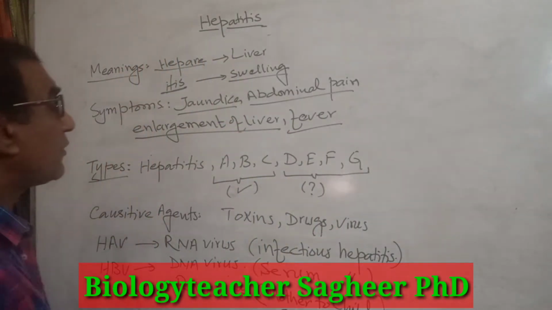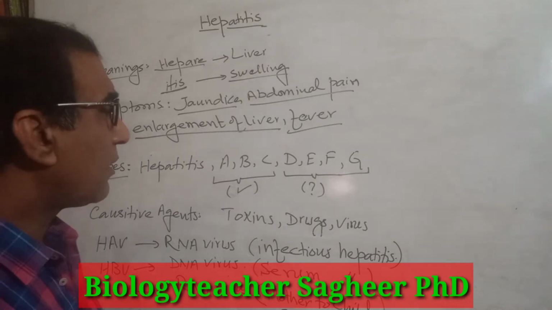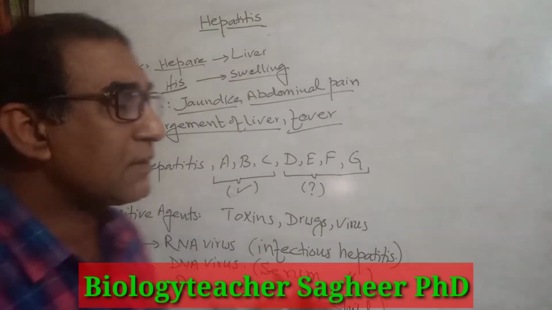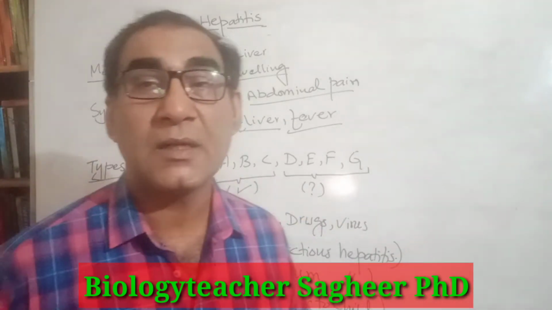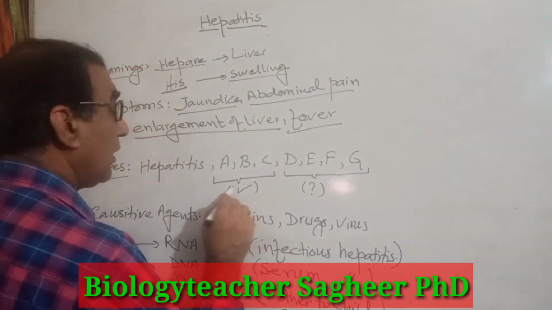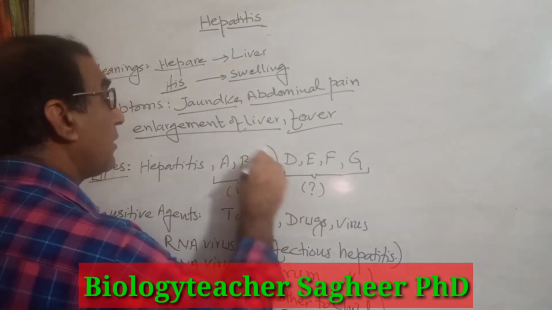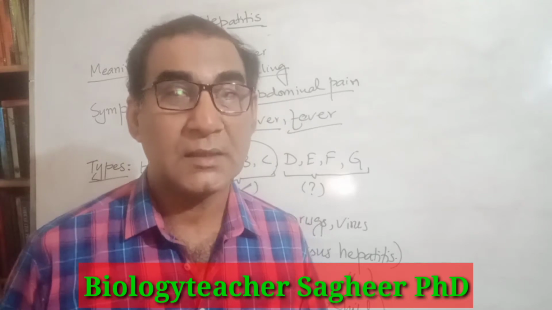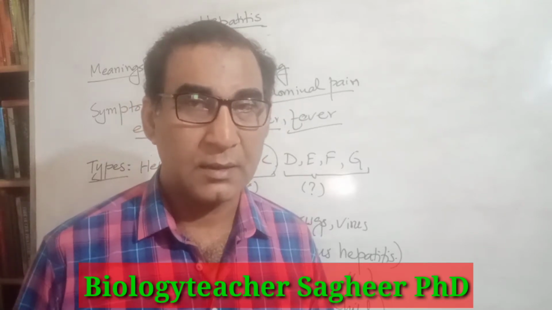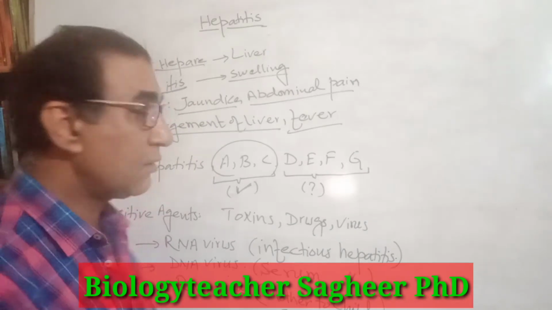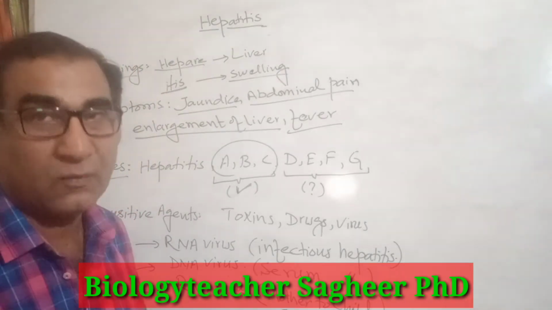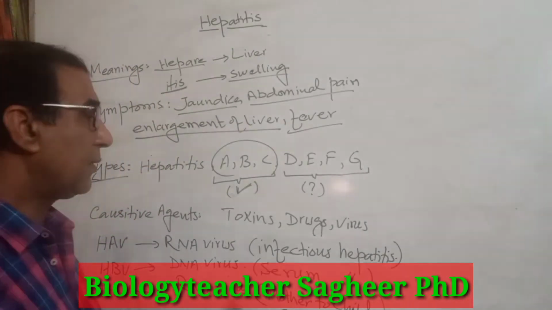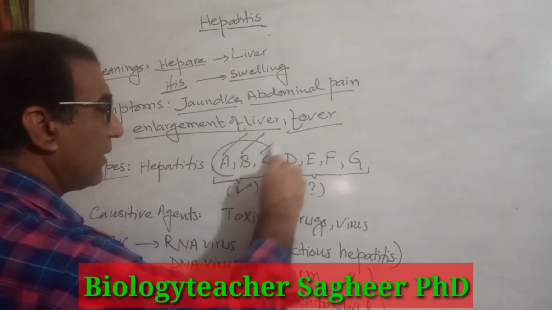As far as the types of hepatitis are concerned, you can see there are 7 different types of hepatitis. Among those, there are 3 types which are well studied. The people are well familiar, because these have been well studied by the researchers. Those are hepatitis A, B, and C.